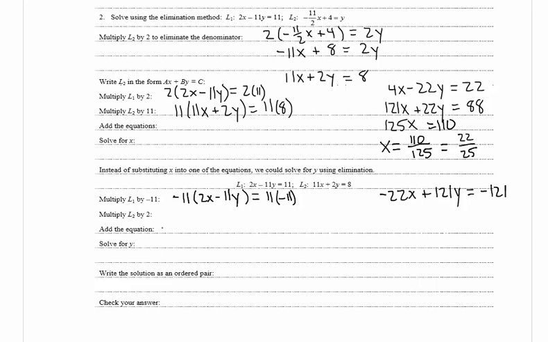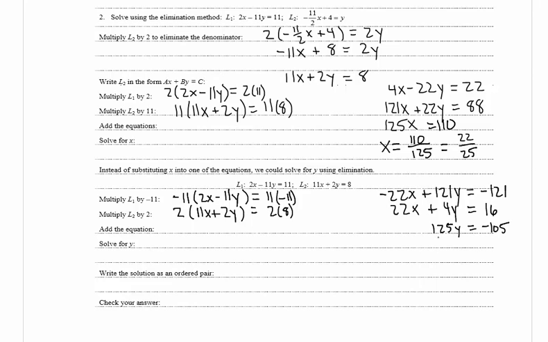121. And now they want us to multiply L2 by 2. So we're going to have 2 times 11x plus 2y is equal to 2 times 8. And distribute the 2 through the parentheses, and we get 22x plus 4y is equal to 16. And now they want us to add the equations. Negative 22x and 22x is 0. 121y plus 4y gives us 125y. And this is equal to negative 121 plus 16 is negative 105.